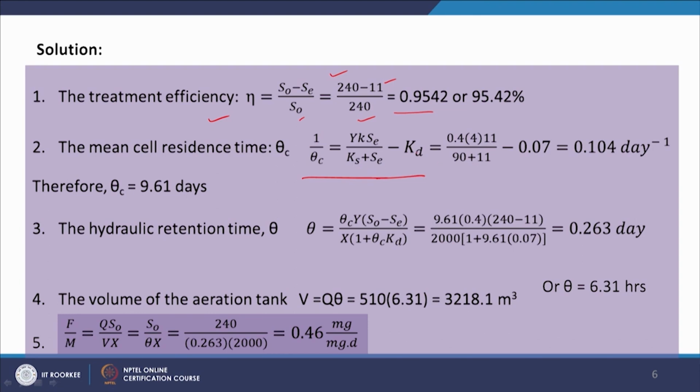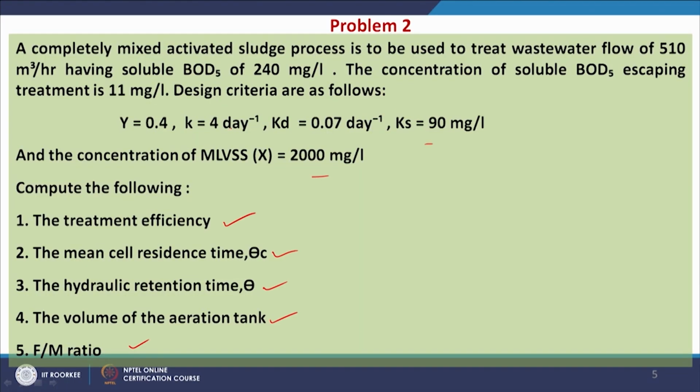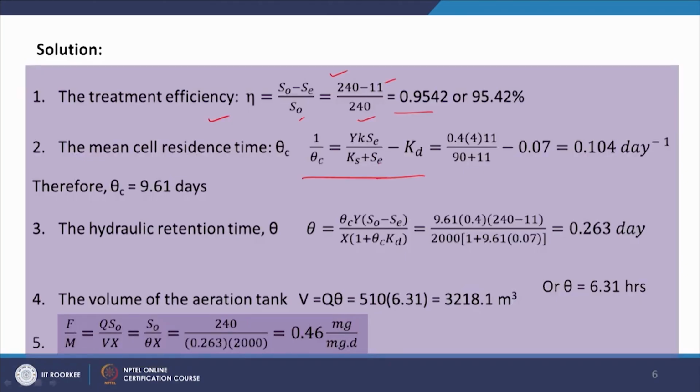Now we will put the values. Y equal to 0.4, it is given in the statement, k is equal to 4, it is given in the statement, and then S_e, that is 11, and K_s is given 90 plus S_e 11, and then k_d is equal to 0.07. So, then we are getting 0.104 per day. So, 1 by theta c equal to this one. So, theta c equal to 1 by 0.104. So, that is equal to 9.61 days.